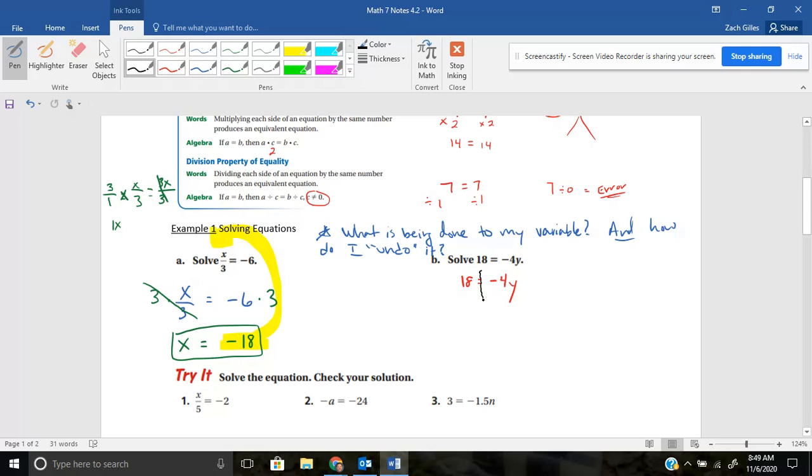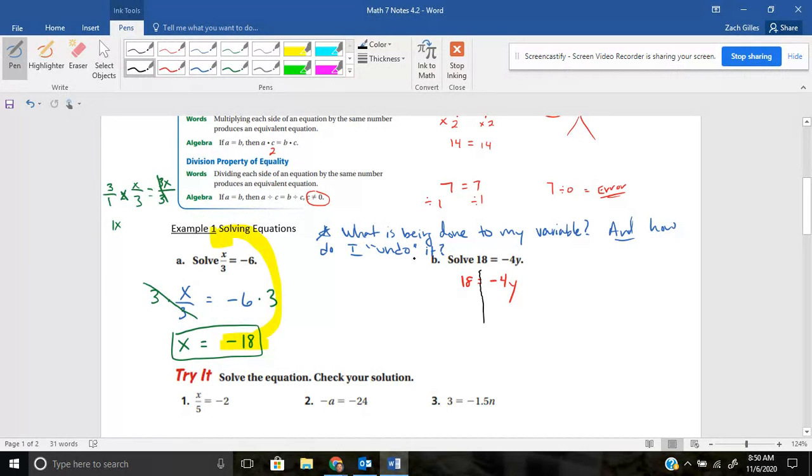I'm going to think about my equation as a left-hand side and a right-hand side. And I'm going to ask myself, what is being done to my variable? Well, my variable is y, and I see negative 4 is written right next to y. So remember, that implies multiplication. When anything is smushed next to a variable like that, that implies multiplication. So negative 4 times y.